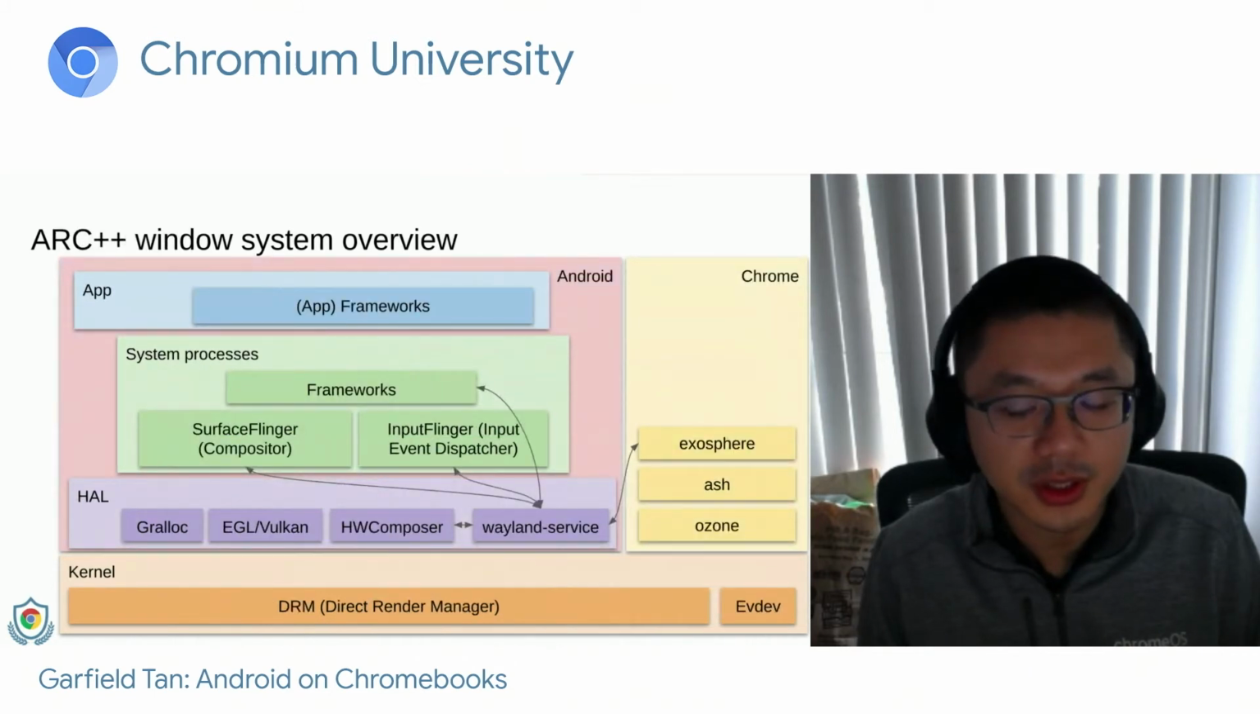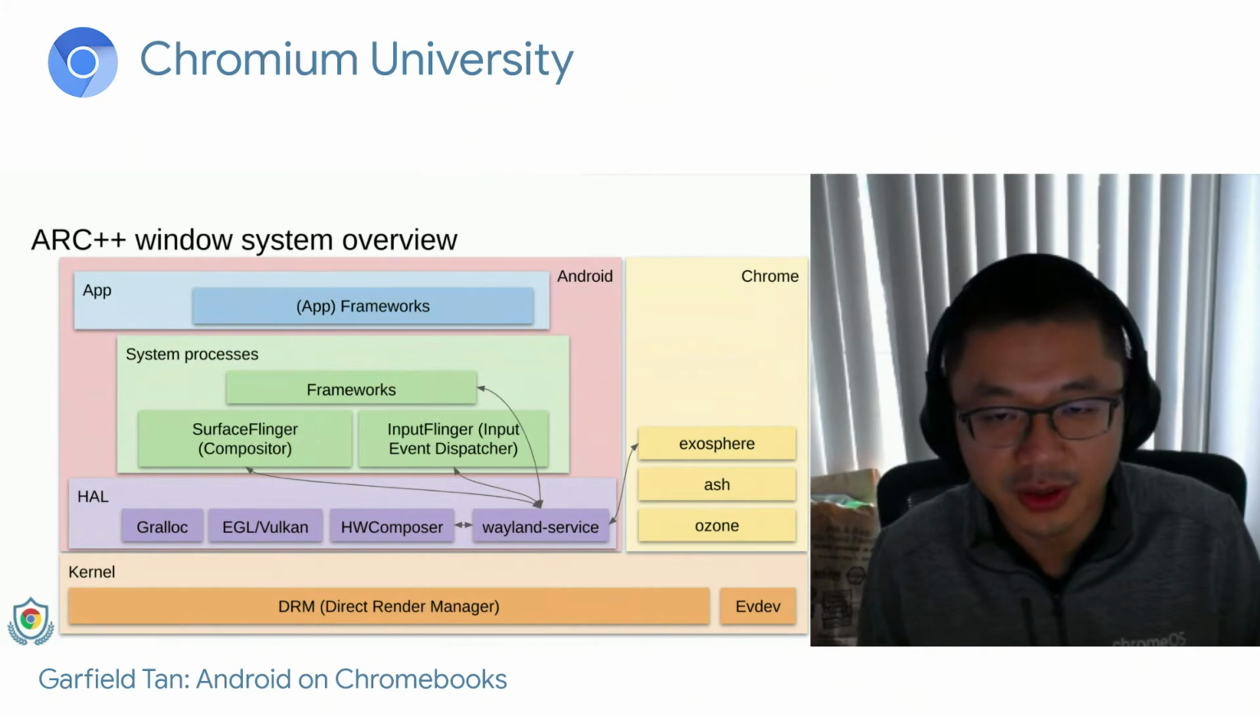So we introduced a new component in the HAL layer. We call it Wayland service, but it's actually the Wayland client for Android. It's a hub of window management information for ARC++. It translates window state requests into requests to Android frameworks, helps dispatch input events, and acts as the hardware composer that composites Android tasks into Chrome windows.